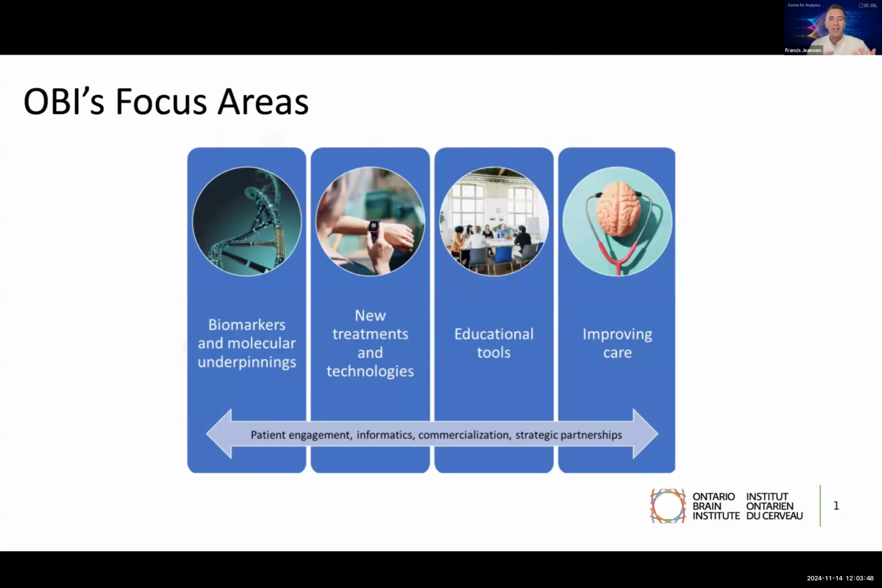Finally, improving care. How do we translate the discoveries that are made? How do we translate the technologies that are developed so that we can have a positive impact on patients' lives? And so we do this through patient engagement, a lot of work around the informatics, what we call neuroinformatics as it relates to the brain, and commercialization: how do we support companies and startups in their early stages to really bring technologies to the bedside to support and have impact on patient health, and ultimately developing strategic partnerships. So those are all the major pillars and focus areas for OBI.